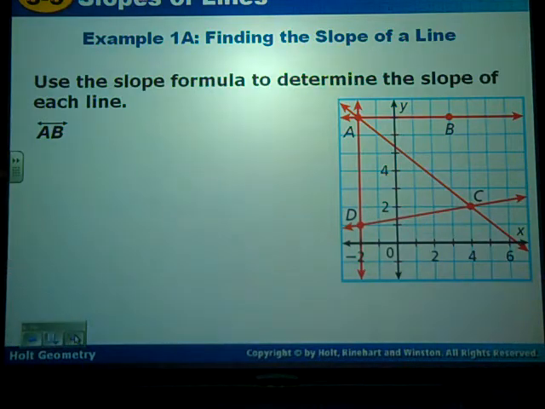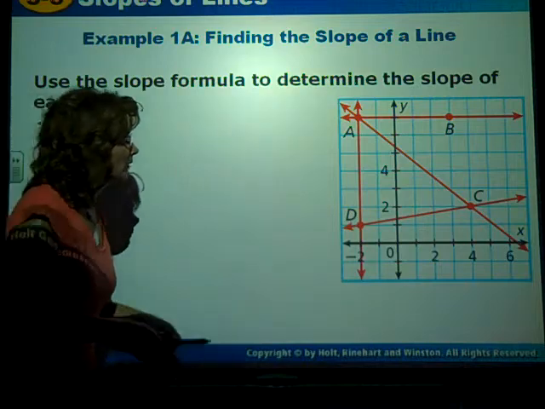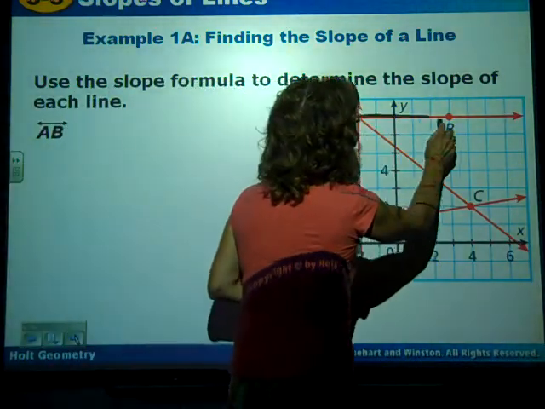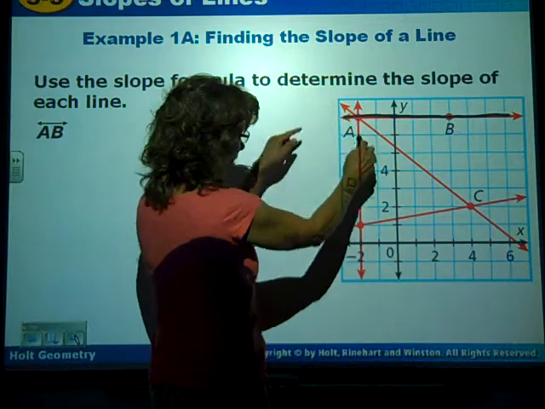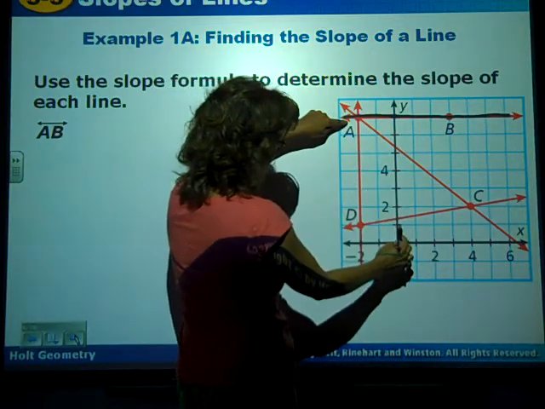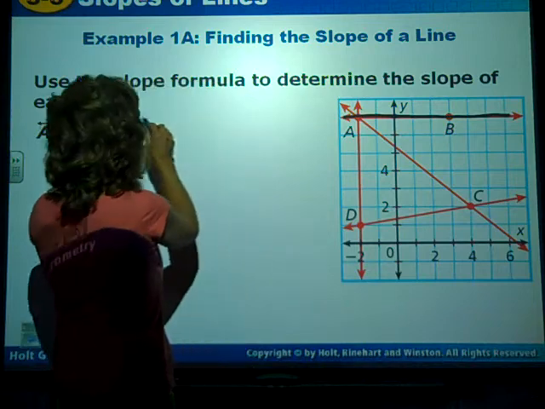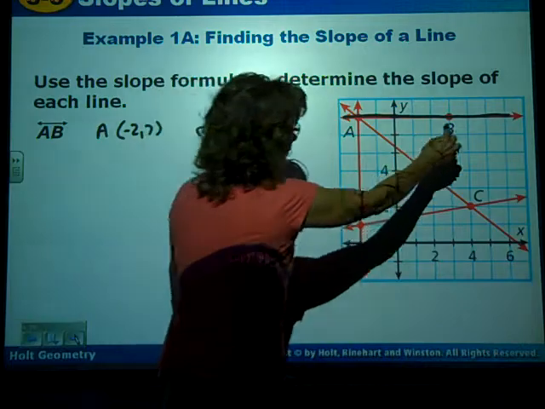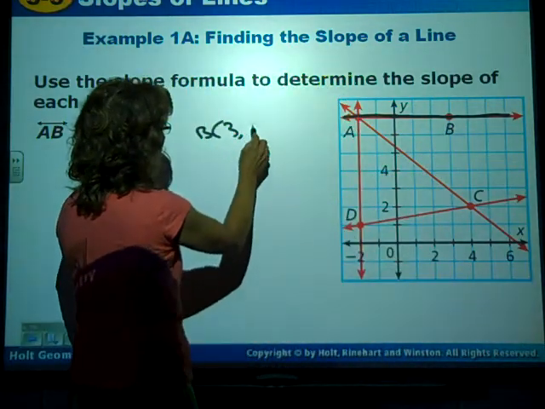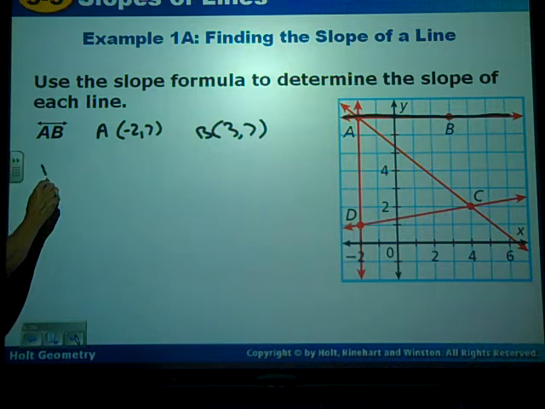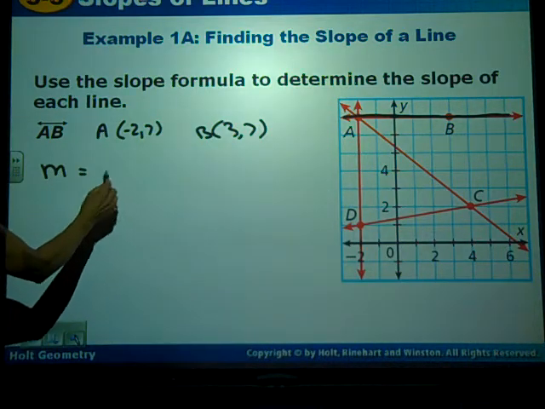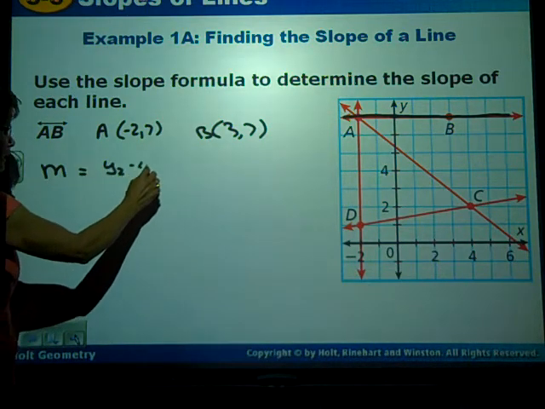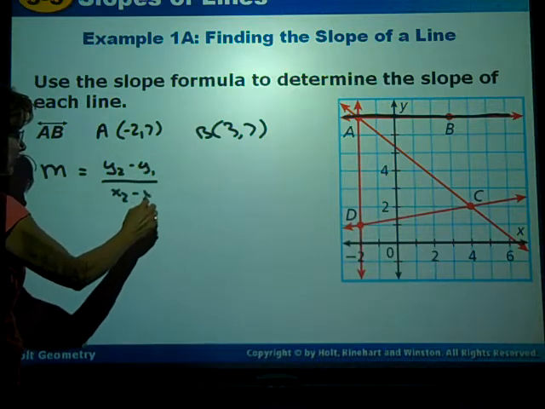Now, to use the formula, which is just our change in y over the change in x, it says use it to find the slope of line AB. Well, I see right here is line AB. Here's a point, and it's -2, 7, and B is 3, 7. And to find the slope, which is always denoted with an m, I'm going to take my y values, y sub 2 minus y sub 1 over x sub 2 minus x sub 1.